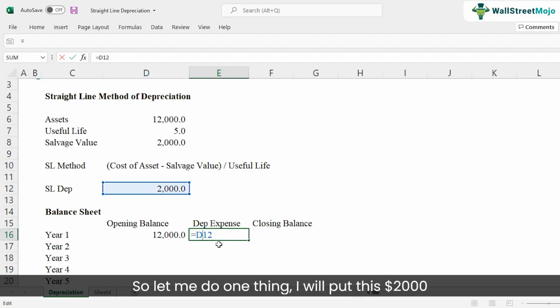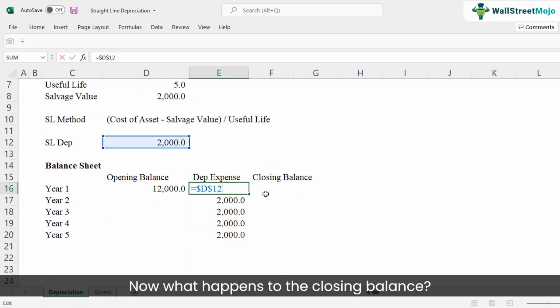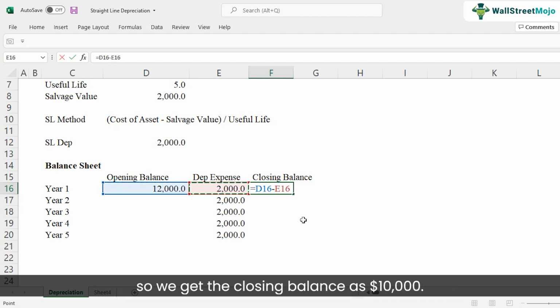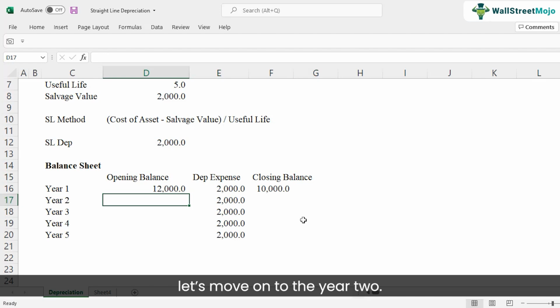So let me do one thing. I will put this $2,000 for each year across 5 years. Now, what happens to the closing balance? Because it started with $12,000, you reduce $2,000, so we get the closing balance as $10,000. So, at the end of the year 1 period, the company will report 10,000 as the closing balance or the book value of the asset. Now, let's move on to year 2.